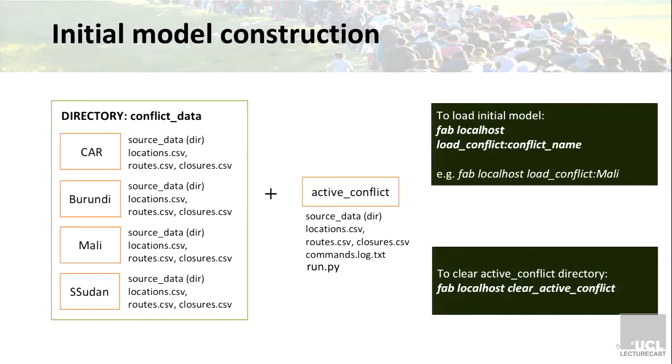So let's say that I'm working on the South Sudan model. What I do now is that I have this CSV file. I load my conflict by using fab localhost load_conflict. And when I use that, I can automatically do any other parameter explorations, which can be easily recorded within the active conflict. But it will not touch my initial source files. So they can be used for any other instances. At the same time, if you're done with that conflict and want to do any others, you just use the clear active conflict command, and it generates from scratch.